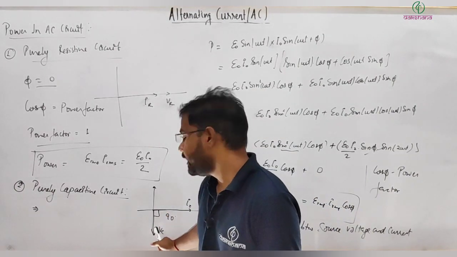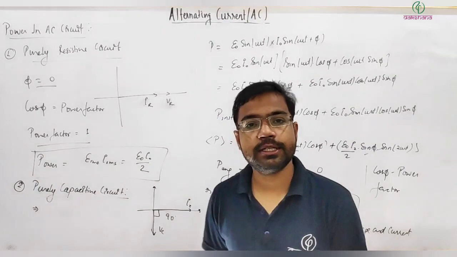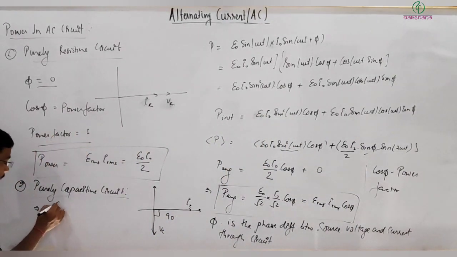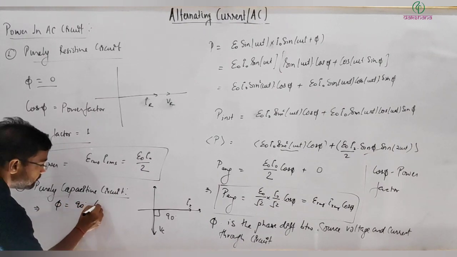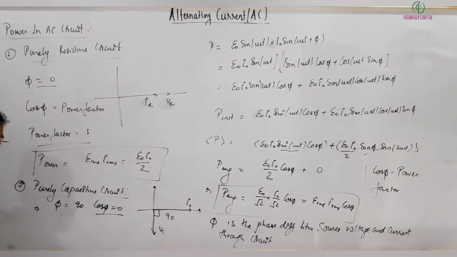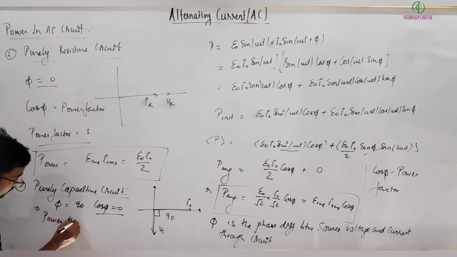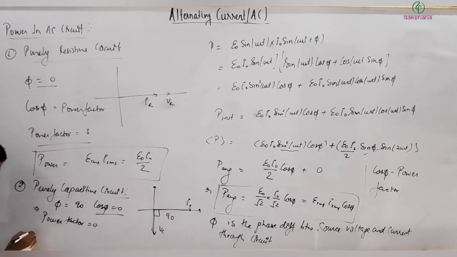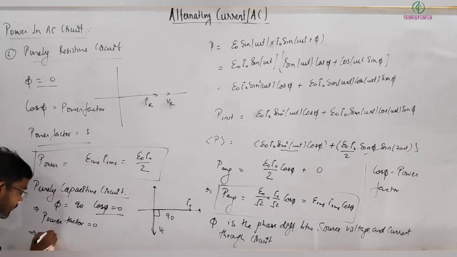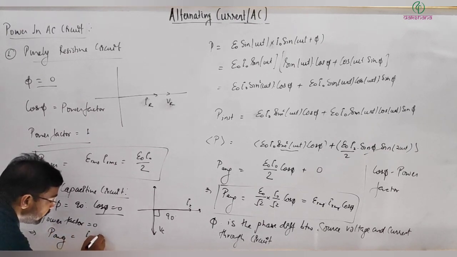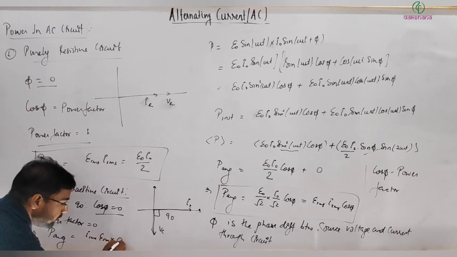So here, this is VC, the potential drop across the capacitor, and I know the phase difference between the two is 90 degrees. So here phi will be 90 degrees, and this implies cos phi will be 0. So the power factor of a purely capacitive circuit is equal to 0, and that implies the average power consumed will be I RMS E RMS into 0, that is 0.